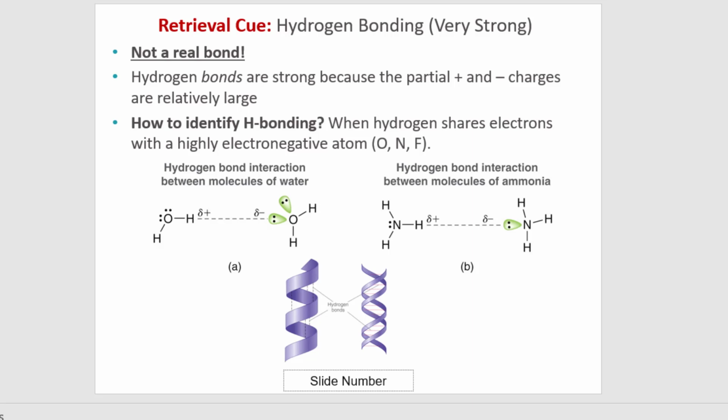Okay, so I can't stress this enough. It's not a real bond. I hate the term hydrogen bonding. It should be called hydrogen interaction. They are strong because of the vast differential in electronegativities between hydrogen and a heteroatom. And you're really just looking for hydrogen on atoms like oxygen, nitrogen, chlorine, anything very electronegative.